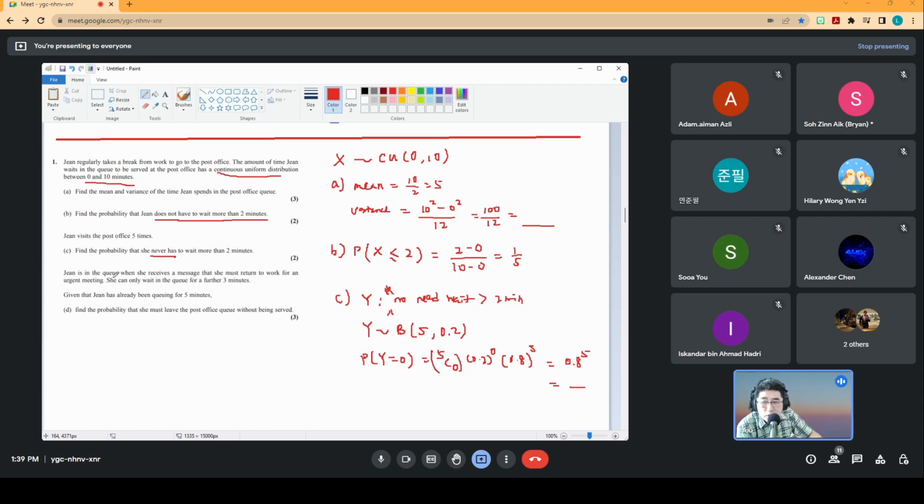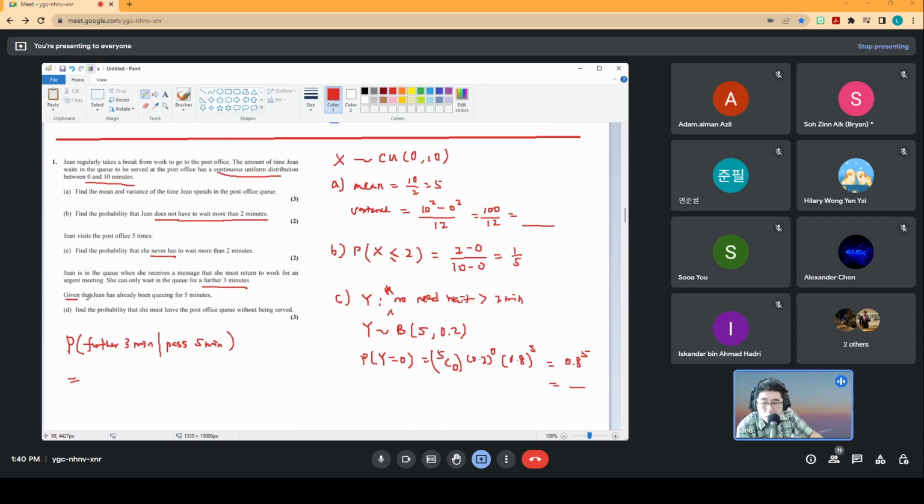Okay, next, Jane is in the queue when she receives a message that she must return to work for an urgent meeting. She can only wait in the queue for a further 3 minutes, given that Jane has already been queuing for 5 minutes. Since this is a given, it's a conditional probability. Find the probability that she must leave the post queue without being served.